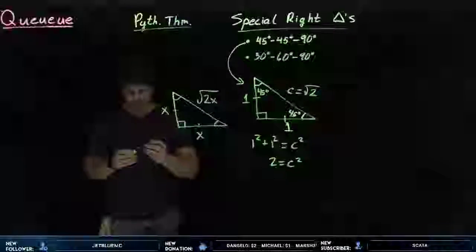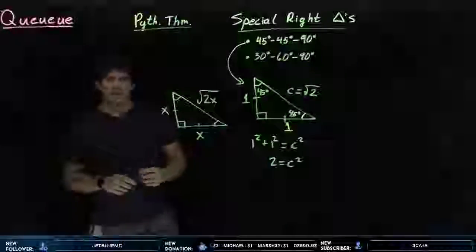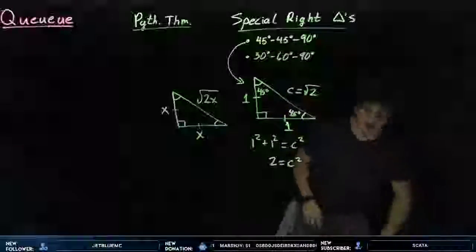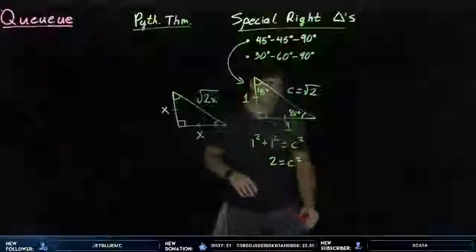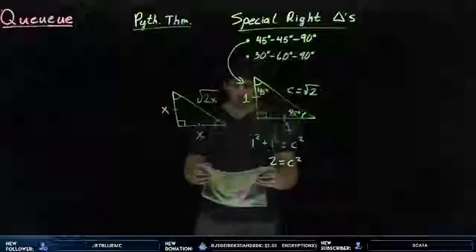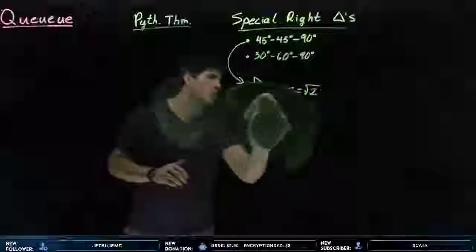If you're doing the ACT, learn this, know this, and understand it. Pretty straightforward. Now, the 30-60-90 is a little different, and we'll get to that. Still the same concept, right? I can still prove it using Pythagorean theorem, and I will.